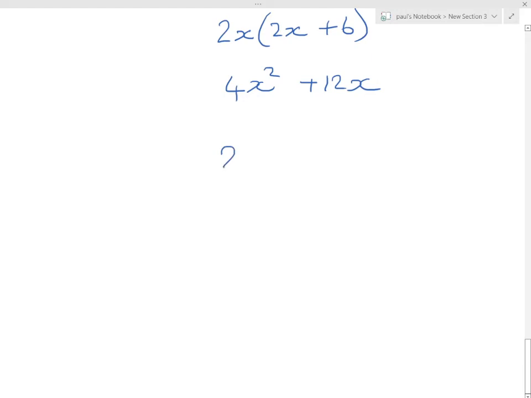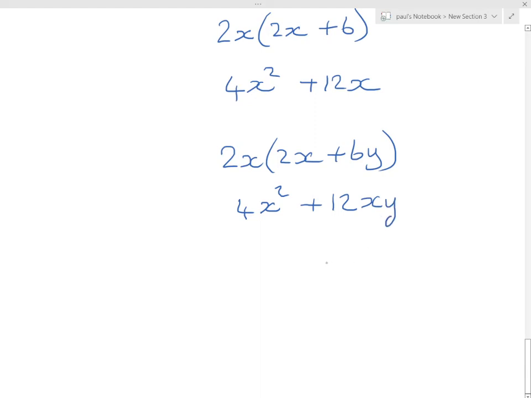So 2x times 2x plus 6y. So 2x times 2x, yeah? 2 times 2 is 4. X times x is x squared. 2 times 6 is 12. And x times y is just xy.